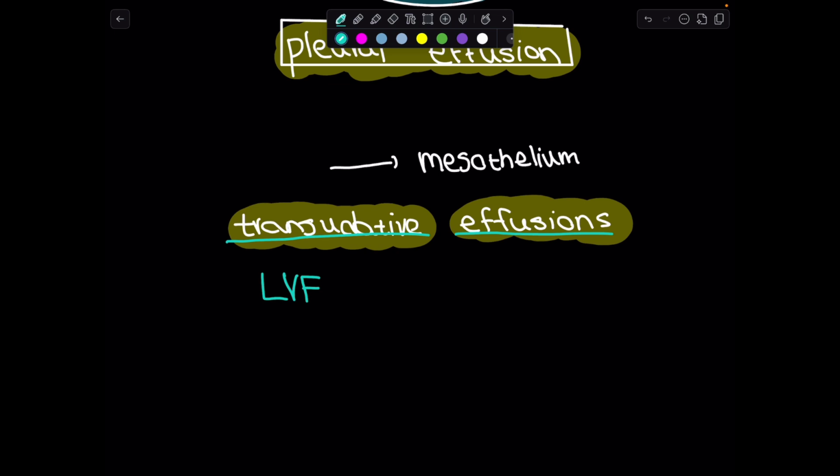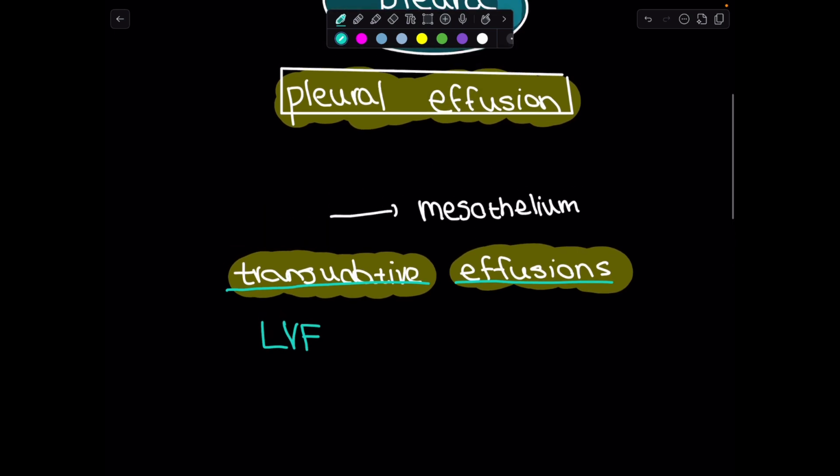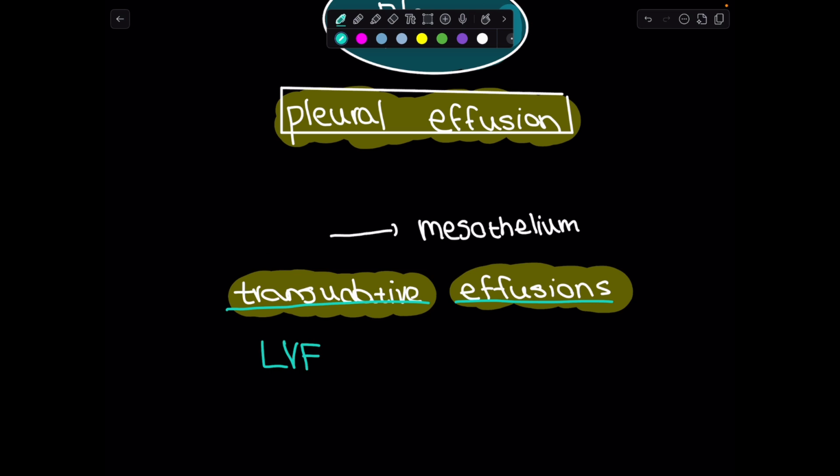What about LVF? All right, let's clarify with LVF, left ventricular failure. In LVF, the left ventricle doesn't pump blood effectively, causing pressure to back up into the lungs' blood vessels. This high pressure pushes thin, clear fluid, a transudate, into the pleural space, leading to a transudative pleural effusion. On a chest X-ray, it typically appears as white or gray areas, often bilateral, blunting the lung bases, sometimes with other signs like pulmonary edema.